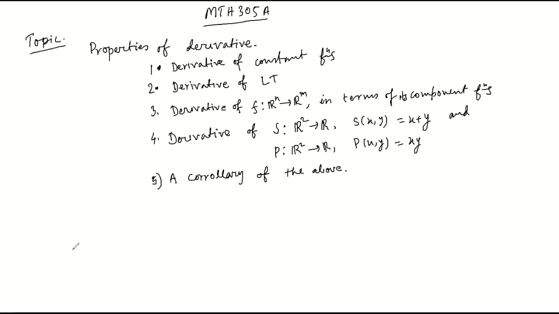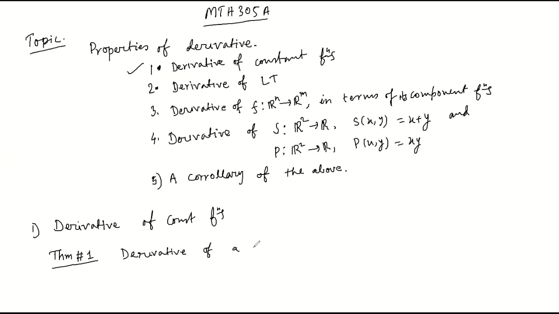Okay, so let us start with the first item, derivative of constant functions. Let us state it as a theorem. This is theorem 1. The derivative of a constant function is 0.